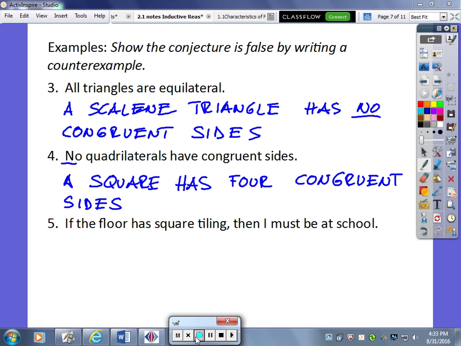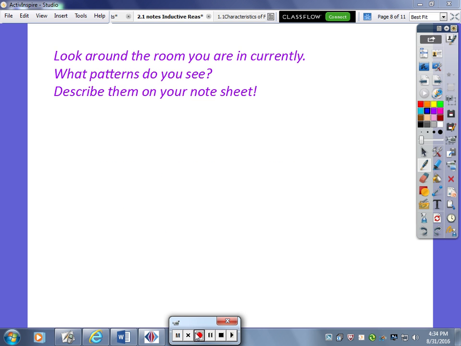Let's look at that last conjecture, similar to the one that Julie made earlier in this lesson. And you guys take a minute, pause the video, and think about a counterexample that will prove the conjecture wrong. The conjecture, if the floor has square tiling, then I must be at school. Please take a second, pause the video, and write your counterexample down.